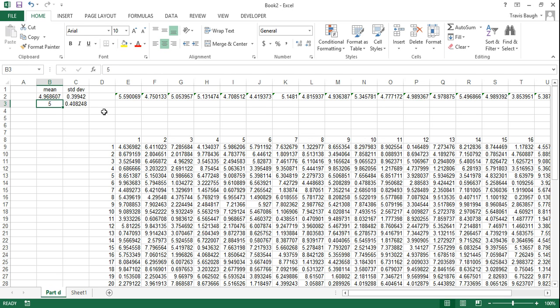And then the central limit theorem says that the standard deviation of all these sample means should be equal to the population standard deviation divided by the square root of n, where n is the number of observations you have in calculating each sample mean. And again, we're seeing a very small divergence between the standard deviation of these sample means and the one that the central limit theorem predicts.